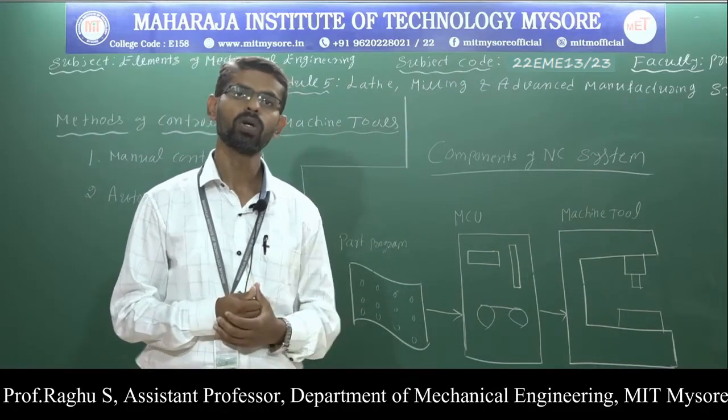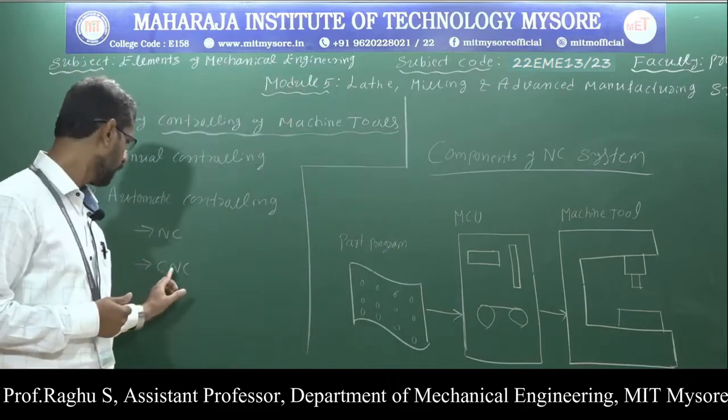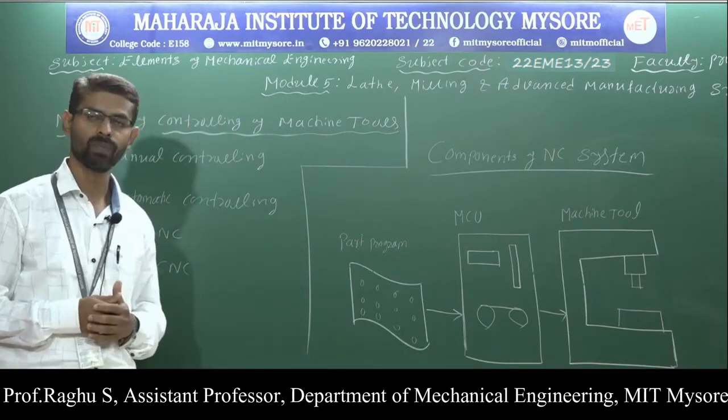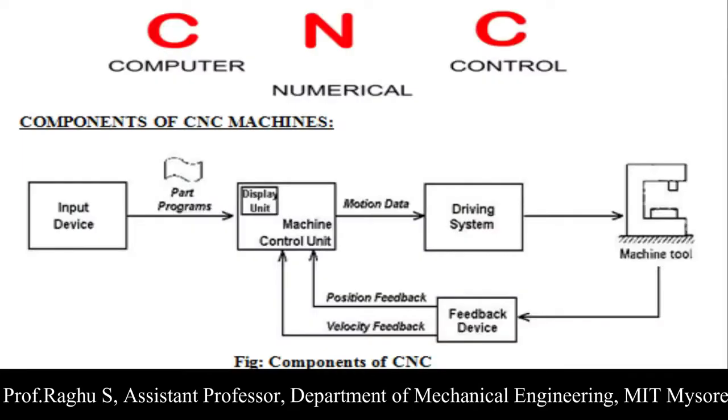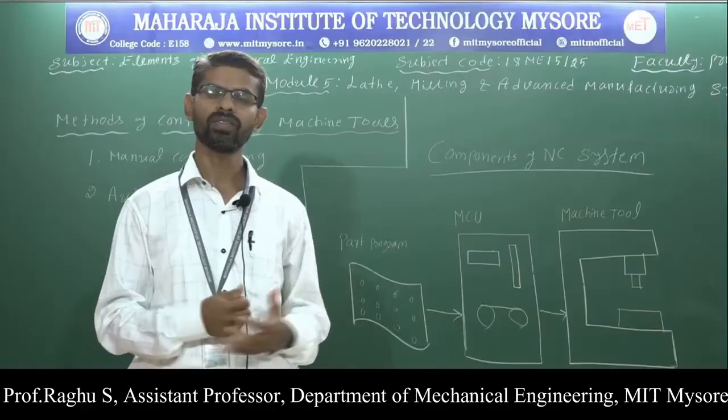So next we will move on to CNC, computer numerical controlling of machine tool. Here we are going to use a dedicated computer, but in case of NC machines we are not using any computer. Next, let us discuss the components of CNC machines. As you are seeing in the diagram, it consists of input device, part program, machine control unit, driving system, machine tool, and feedback device. Now let us discuss one by one.